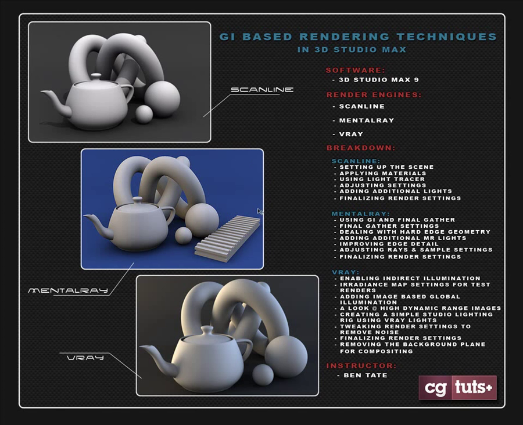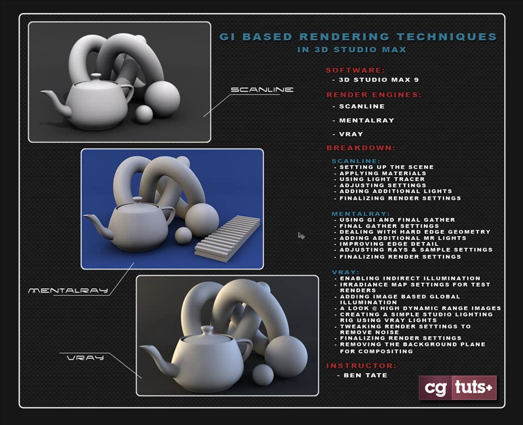Then we'll move into Mental Ray, which also ships with Max, and we'll look at using global illumination as well as final gather inside Mental Ray. We'll look at how to deal with some hard edge geometry here. Any kind of objects that have really sharp edges can sometimes give you a problem when you do a GI render, so we'll look at some ways to improve that.